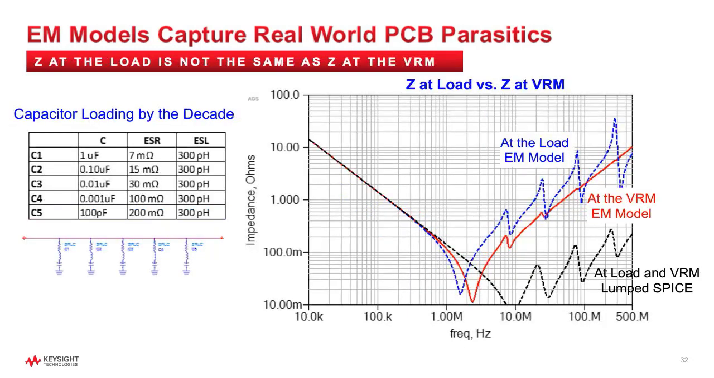Instead of loading 5 identical capacitors in parallel, we can also look at 5 different values to see the difference in simulation between the SPICE schematic model and one that includes the EM model of the printed circuit board. Here we show 5 decade-spaced capacitors in parallel, and again we see a large difference at the high frequencies between the lumped SPICE schematic simulation and the simulation with the EM model of the PCB.